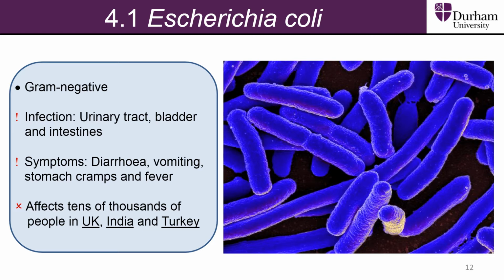Infections can be caught a number of different ways: eating food that is infected with the bacteria, coming into contact with the fecal matter of animals, or coming into contact with another person who is infected. Drinking, bathing, or playing in unclean water is also another possible way to become infected. A person with E. coli infection can show symptoms such as diarrhea, vomiting, stomach cramps, and a fever. E. coli is prevalent in the UK, India, and Turkey.